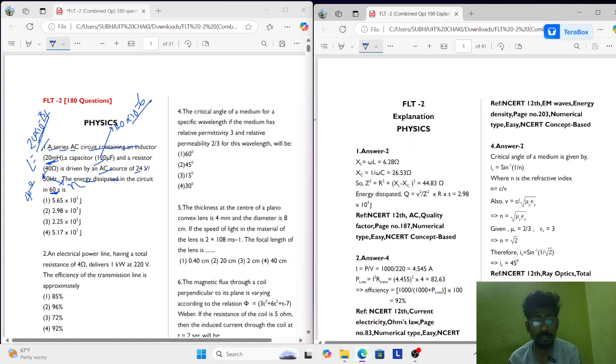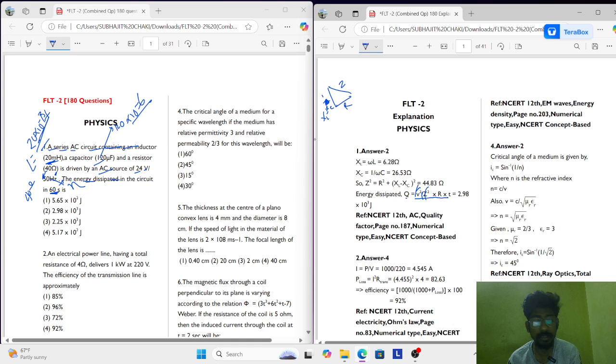The energy formula is V square by Z square into R into T, that is the energy dissipated, that is the real energy, right? All things are given: R is given, the frequency is given, and Z you have to calculate. Z is from the impedance triangle, right? This is Z, this is XL minus XC, and this is our R.